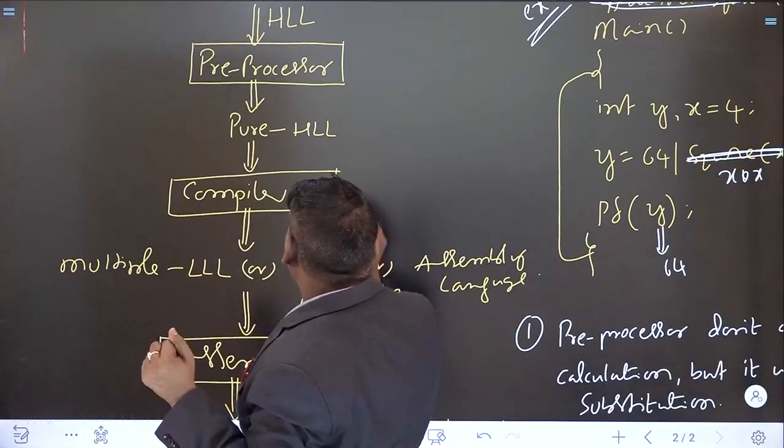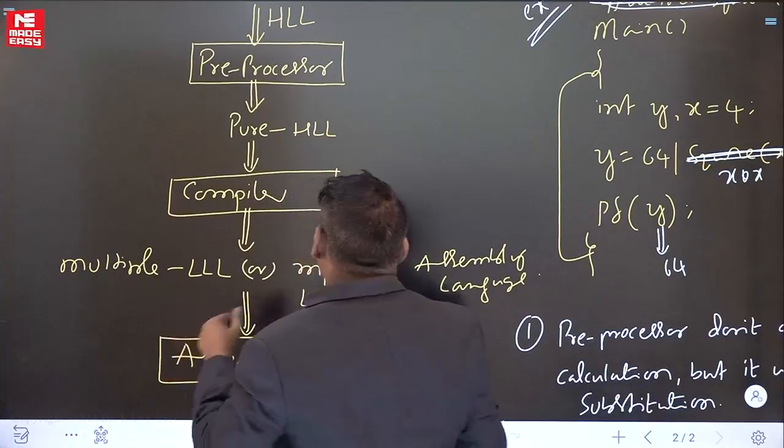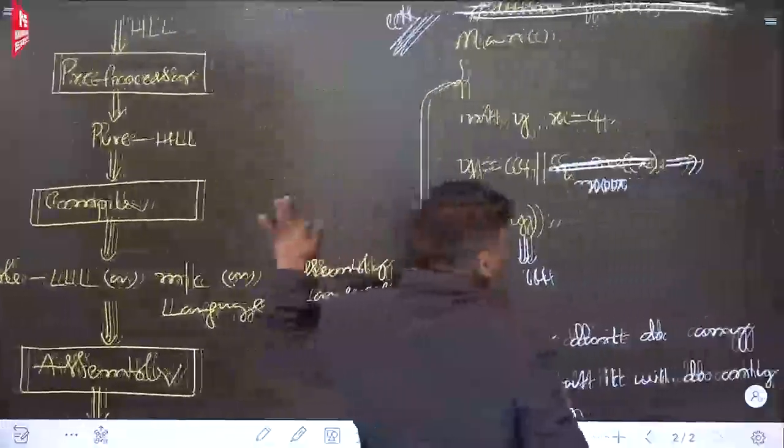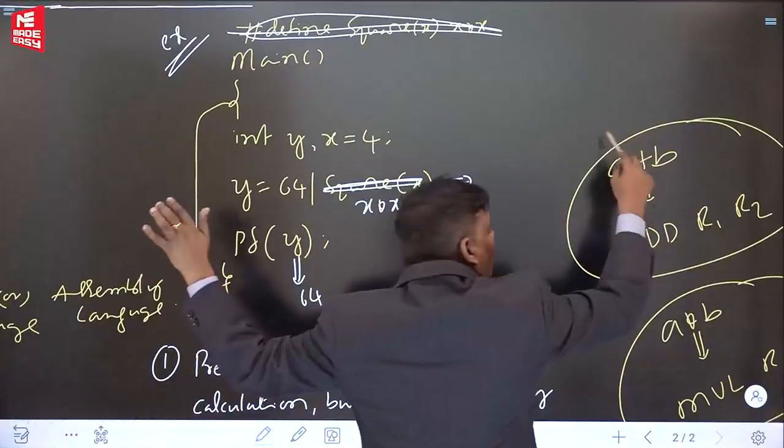What will a compiler do? It will convert high level to low level. Some people are asking, what is the meaning of high level to low level? I gave an example also. It is a high level, it is a low level.